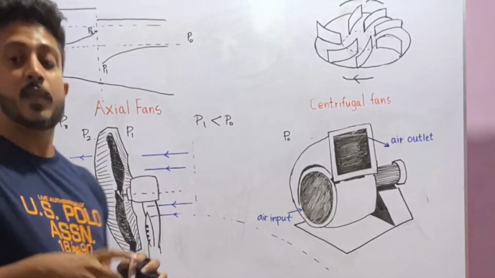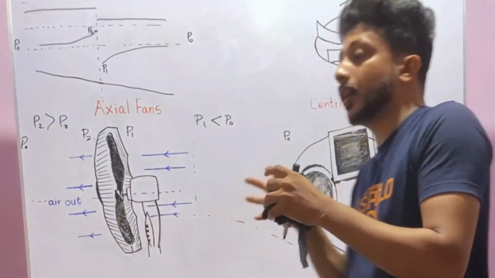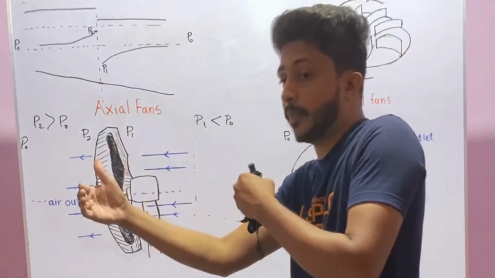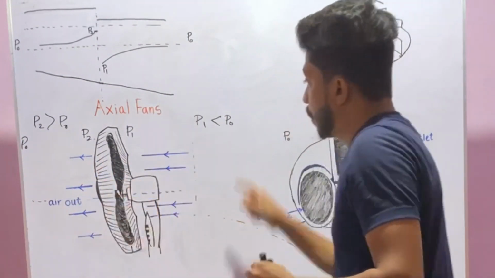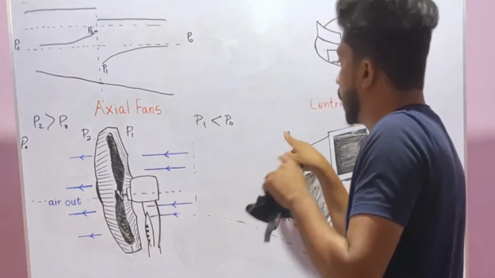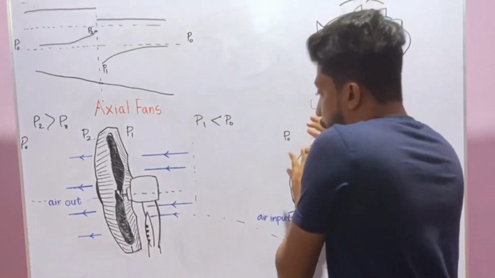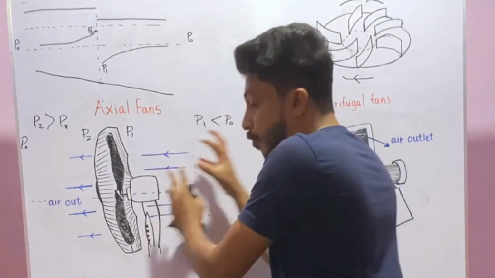You know, for air to move, there should be a pressure difference. Okay, from higher pressure to lower pressure, air is moving. So where is the higher pressure now? Here is the higher pressure, here is the lower pressure. So from the higher pressure to lower pressure, air is moving.